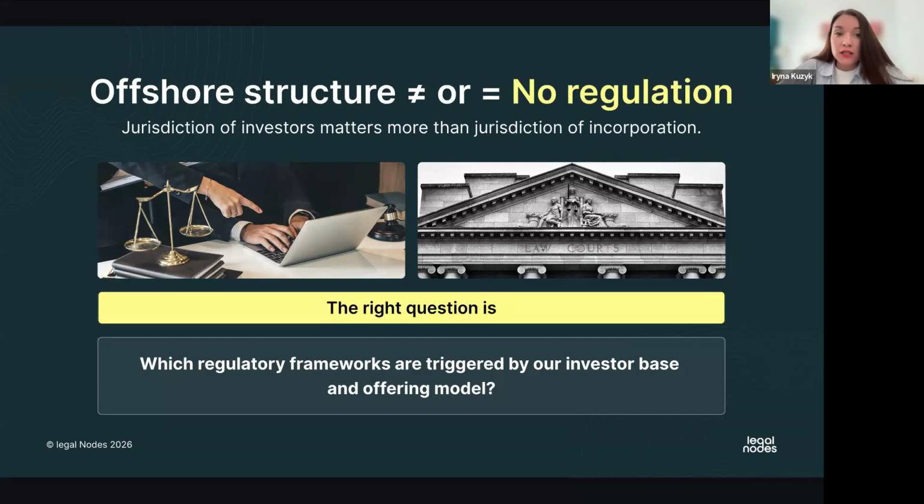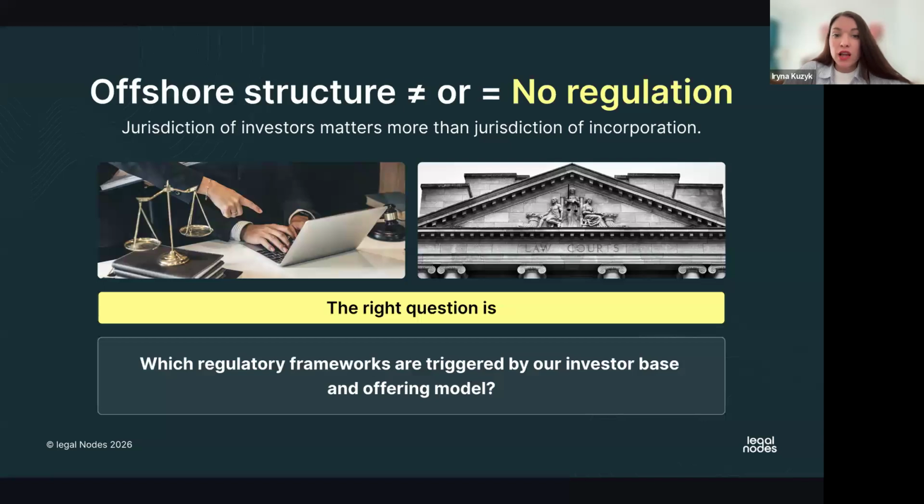The regulators actually focus not on where the issuer is incorporated. They look at where the investors are located. They look at what rights the token represents, who the investors are, where the investors are located, how the offering is promoted or marketed, where the capital is being pooled, and how that yield is distributed, whether profit expectation exists. If you are selling investment exposure to EU investors, EU rules apply, even if your SPV is offshore. If you are marketing to UK investors, UK financial promotion rules may apply. If you target UAE investors, UAE frameworks apply. Jurisdiction of investors matters more than jurisdiction of incorporation.